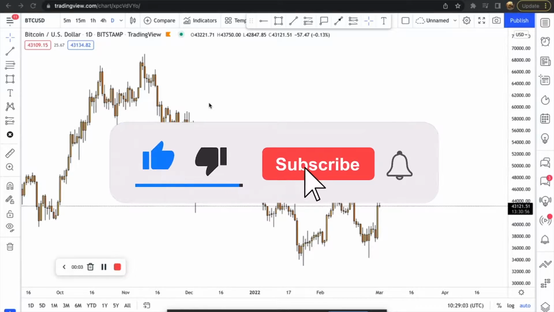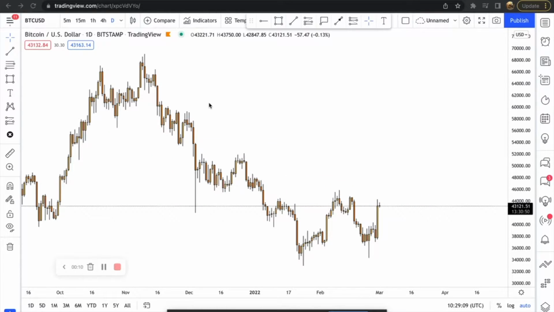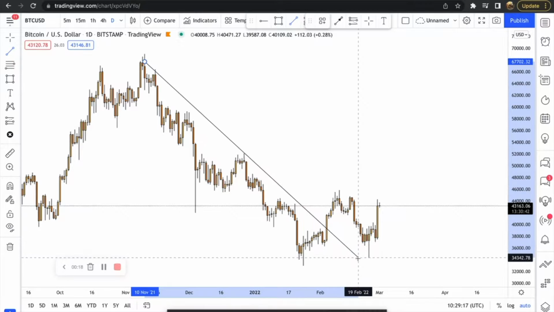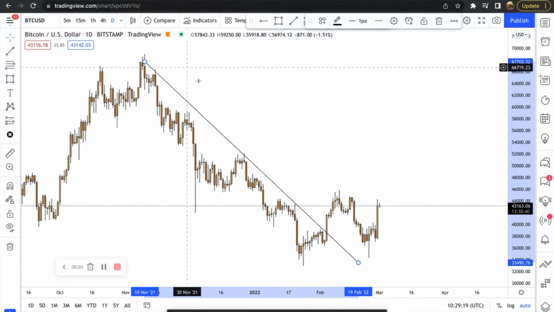I just wanted to go over Bitcoin for you today, just sort of break down the market structure and go over the current price action that we can see. So I'm just going to start from this part onwards here. This is on the daily time frame, as you can see up here.